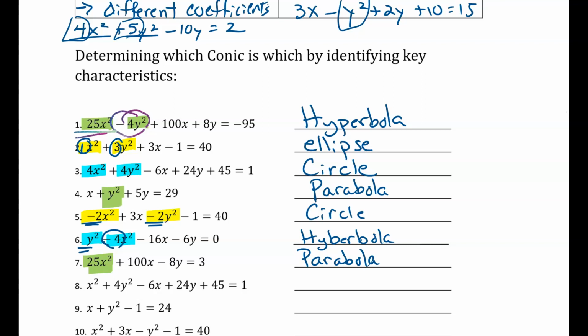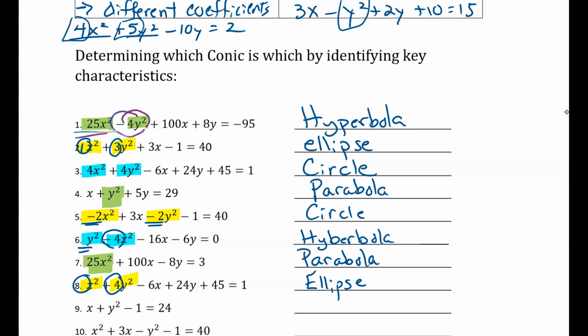Okay, how many squared terms do we have? We have one that is an x squared, one that is a y squared. So again, that lets me know it's either hyperbola, ellipse, or circle. I look at specifically its coefficients now. They are the same sign, but they are different from one another. Well, that lets me know that I have an ellipse.